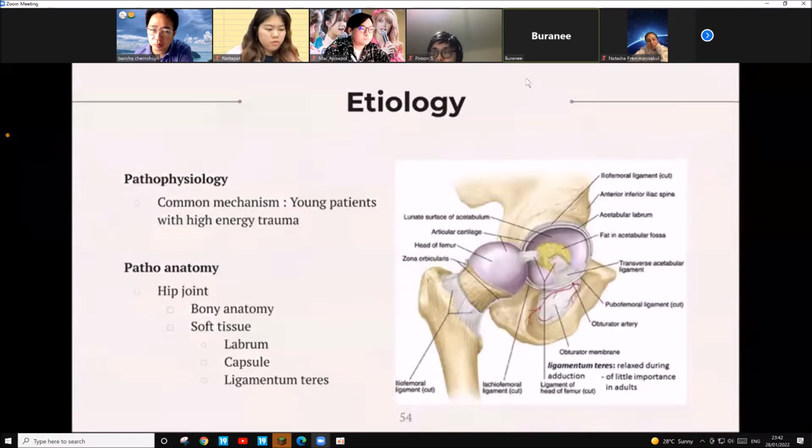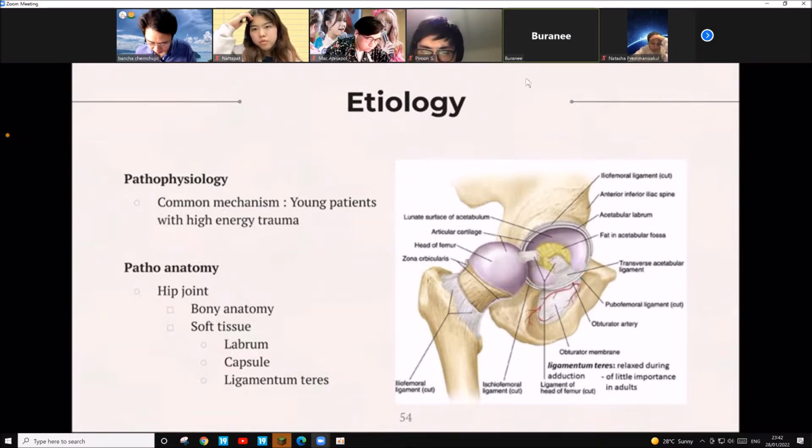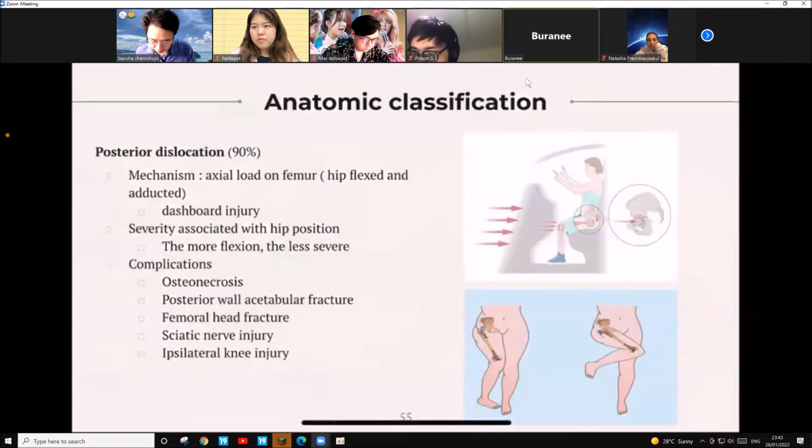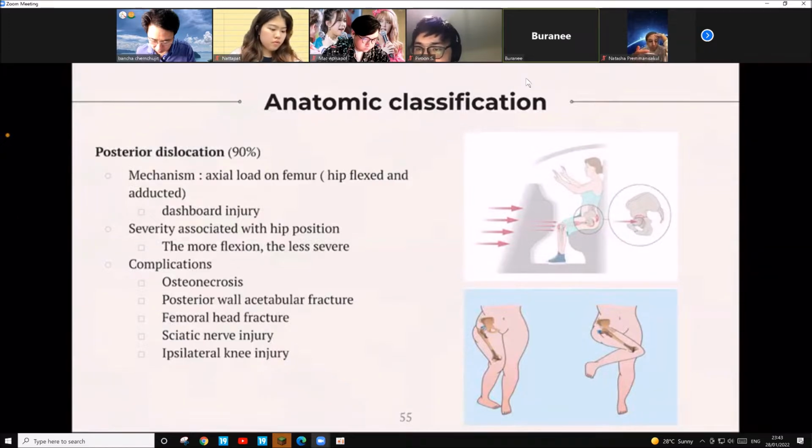So next is the hip dislocation. For the etiology and pathophysiology, the common mechanism is that it usually occurs in young patients with high energy trauma. For pathoanatomy, it usually involves the bony anatomy and the soft tissue, including the labrum, capsule, and ligamentum teres. For the classification, we divide into posterior and anterior dislocation using the acetabulum as an anatomical reference.